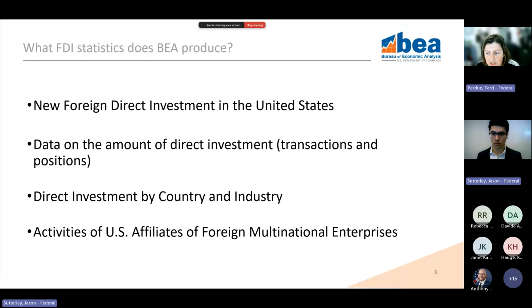Annual measures of financing and operations of foreign-owned U.S. companies by country, industry, and state detail. I will now hand the presentation over to Jason to walk us through the new foreign direct investment in the United States data.